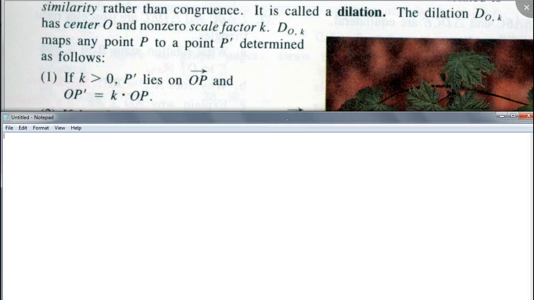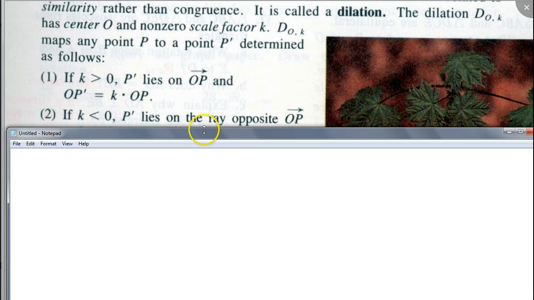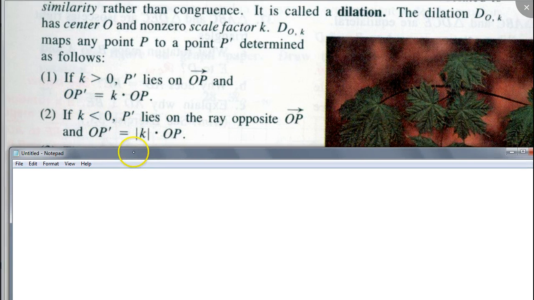So guess what the second part is going to tell you? It's going to say when K is what now? Less than 0, meaning when it's negative. When K is negative, it turns out P prime would not be on this ray, but on the opposite ray. That's the key. Please underline opposite ray of OP. So it will not be on OP this time if K is negative. But OP prime will be in a similar place. It will be the absolute value of K times OP.